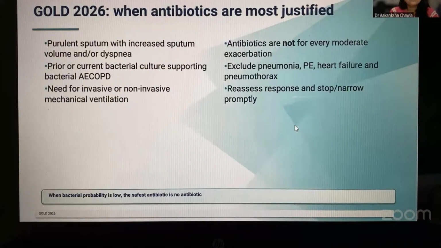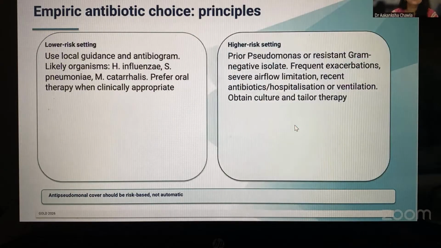Now, when are they justified? As per GOLD 2026, as I've just explained: an increase in the volume and purulence of sputum, any prior history of bacterial culture supporting a bacterial exacerbation of COPD, or the patient requiring respiratory support in the form of invasive or non-invasive mechanical ventilation. So it should not be routinely added. Very important to remember. And remember to always look for mimics whenever the patient presents with increased symptoms.